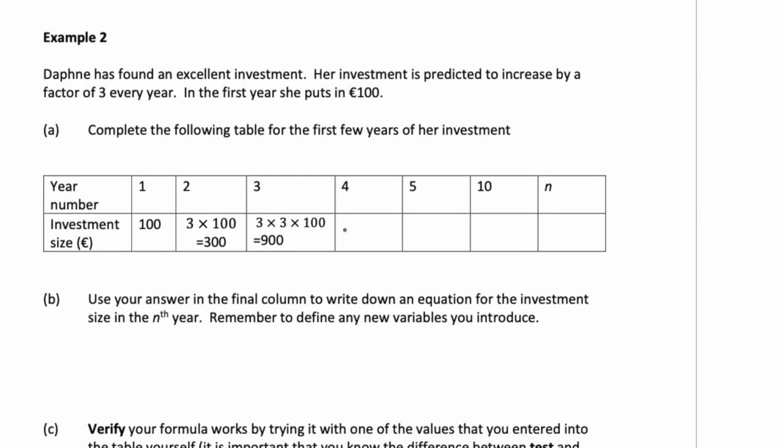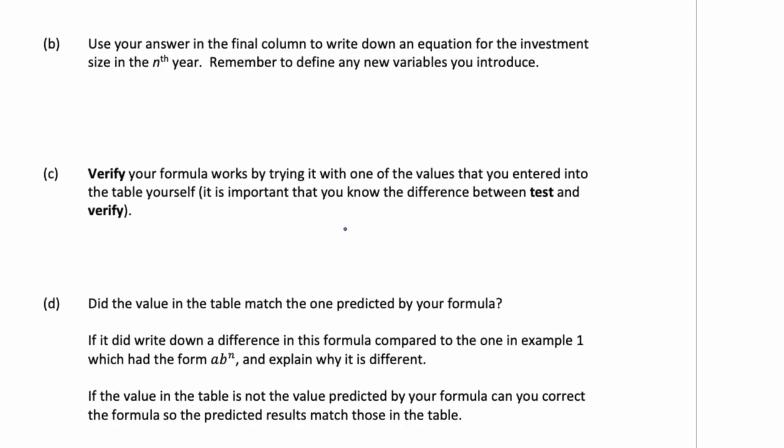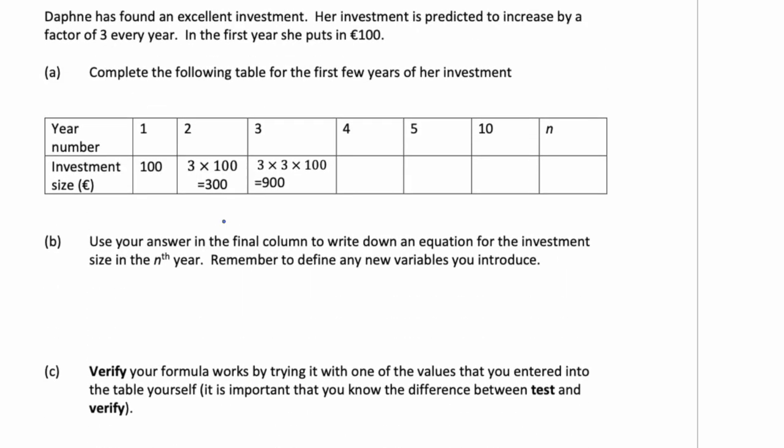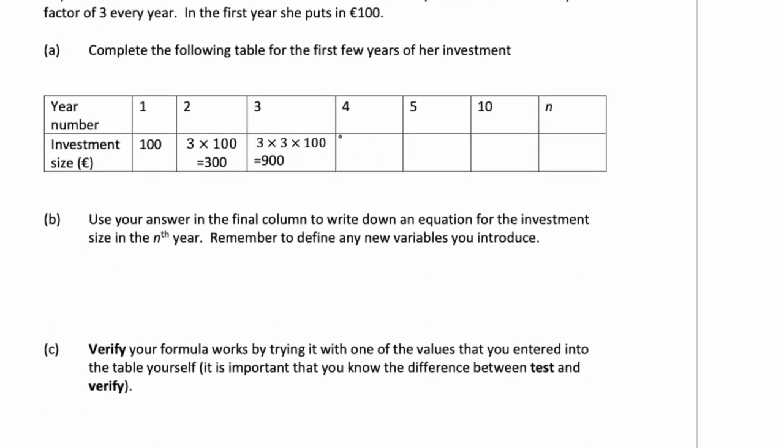Okay, example 2 is actually very similar, but it's a little bit different. So for the fourth one, you can see the investment is tripling each year from year 1 to year 2 to year 3. We have 3 times 3 times 3 times 100 for the next one, and that's 2,700. But notice you only multiply by 3 three times and not 4 times. So it's 1 less than the year number.